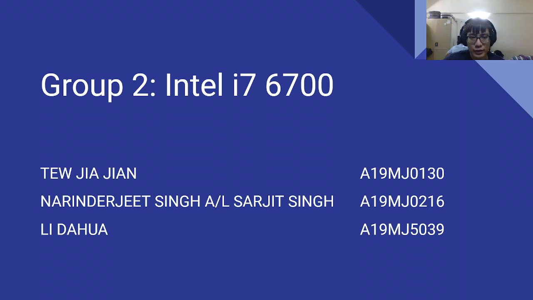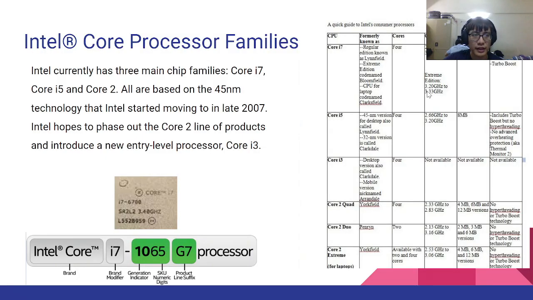Today, we are introducing the Intel i7 6th Gen 6700 processor. Intel Core processor families have three main chip families, which are Core i7, Core i5, and Core 2. All are based on the 45nm technology that Intel started moving to in late 2007. Intel hoped to phase out the Core 2 line of products and introduce a new entry-level processor called i3.